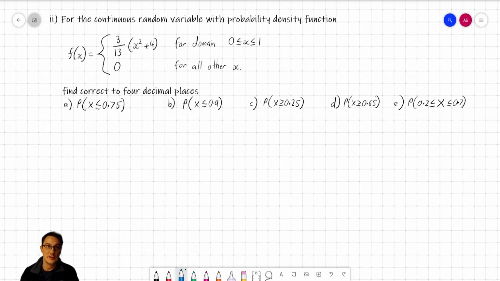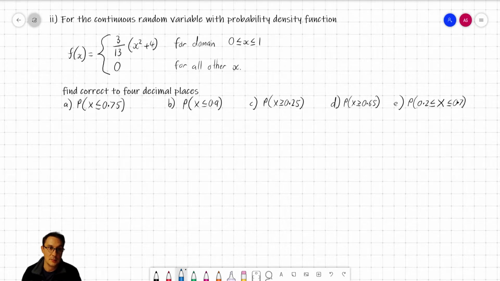We also are told that for all other values of x, so outside of that domain, the answer is going to be 0 for those points. So we've got that defined domain there, which we have to use. Now, what we're asked to do is find it correct to 4 decimal places, and we've got a number of different examples here.